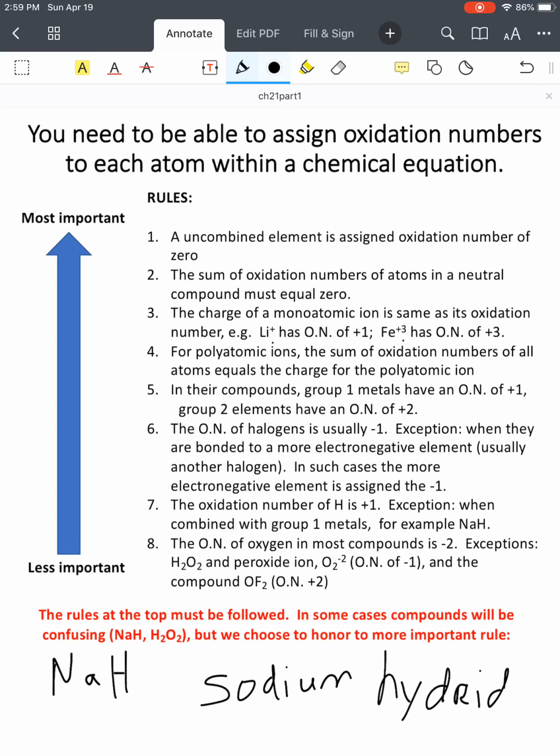I could ask you to assign oxidation numbers for this compound, okay? And the last one's an E. He's not going to let me write it, looks like. All right, fair enough. Sodium hydride.